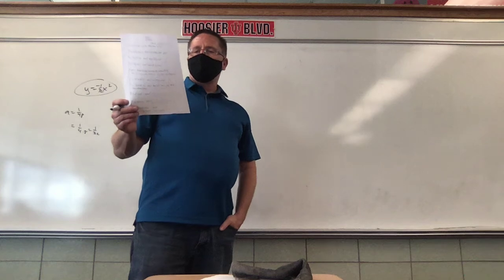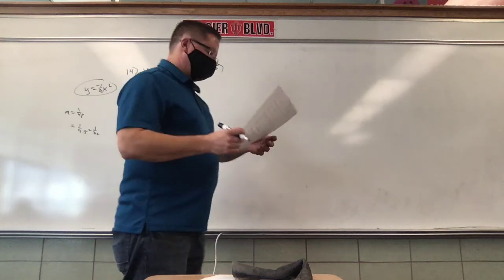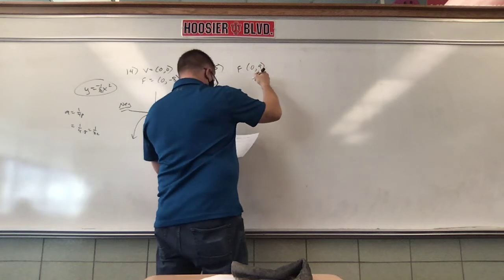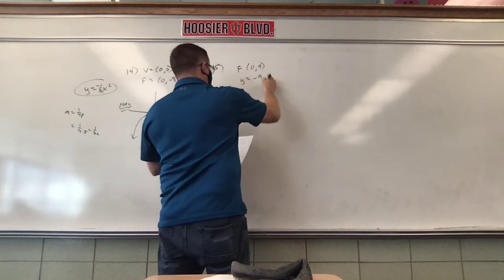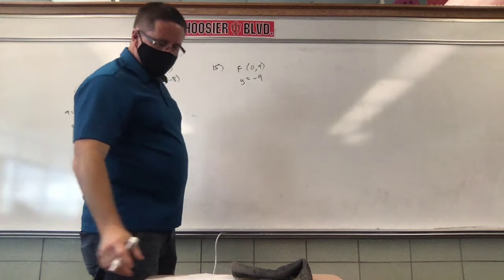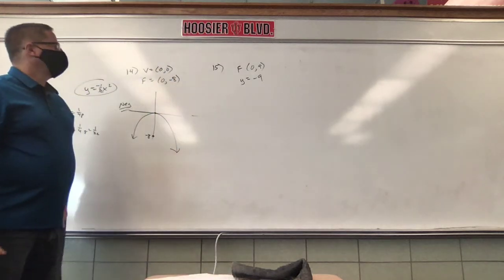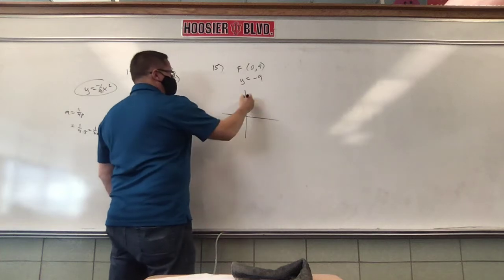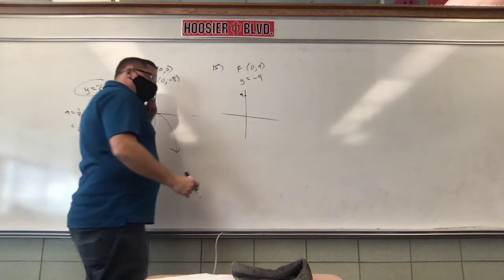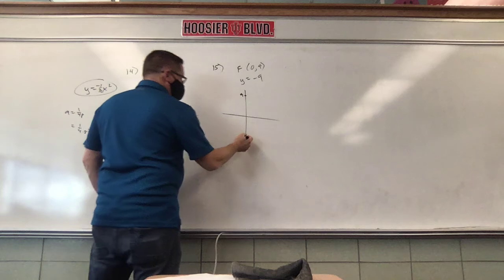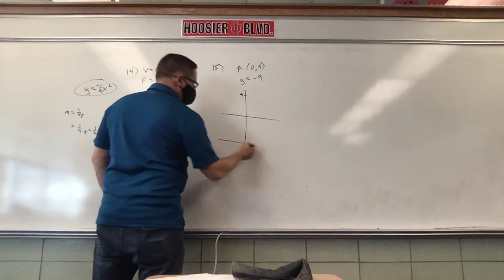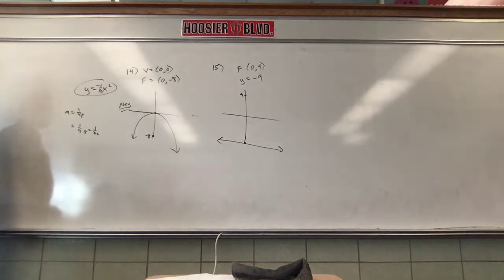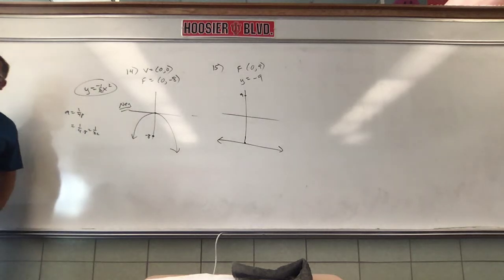Okay, 15. Focus is 0, 9. Directrix is y equals negative 9. So again, we're on another equation. This time they give us the focus and the directrix. So let's draw a picture. 0, 9 is up 9. y equals negative 9 is down 9, but we draw a line across it. So this one's got to open how? Up.